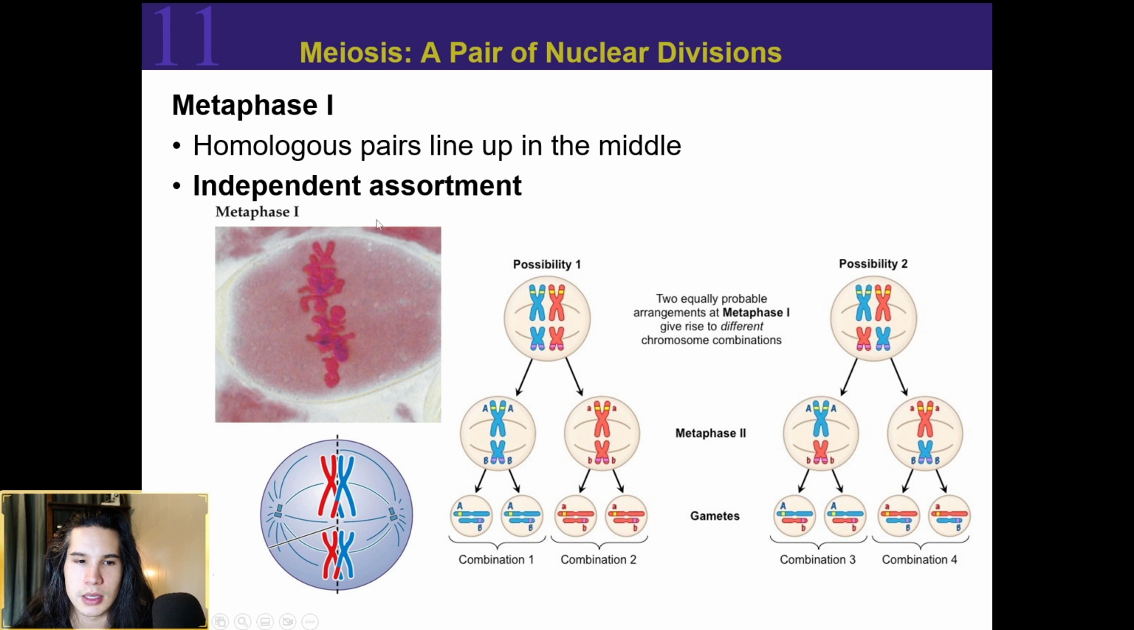And what happens is you get this thing called independent assortment. If you look at this first cell here, and again, we're dealing with many more pairs than just 2 chromosome numbers, but this is just a simplified version, you have your dad's chromosome number 1 and your dad's chromosome number 2, both moving to the left side, whereas your mom's chromosome number 1 and chromosome number 2 move to the right side.